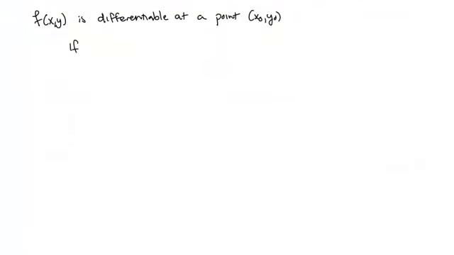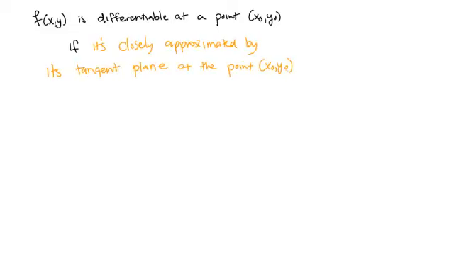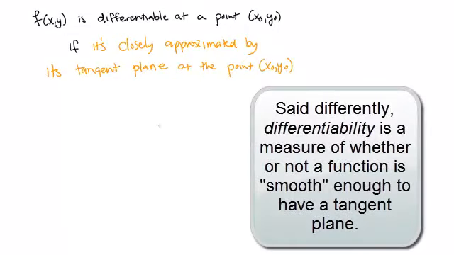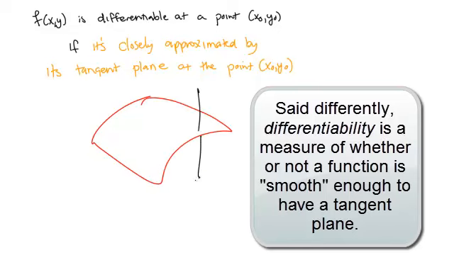Most of our applications in Calc 1 involved tangent lines. So maybe what we want to say is that a function is differentiable at a point if it's closely approximated by its tangent plane at that point. In other words, if you had a function of several variables, say this function right here, floating around in x, y, z space, what will it mean for this function to be differentiable?